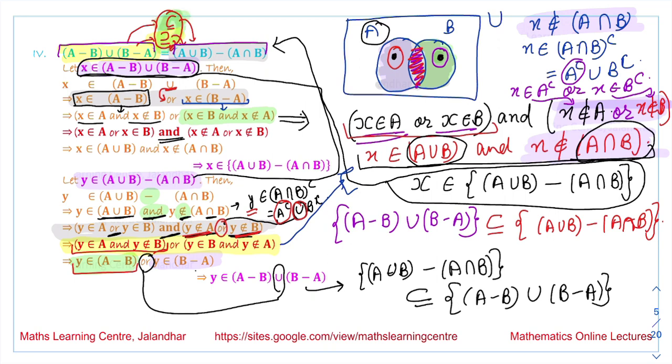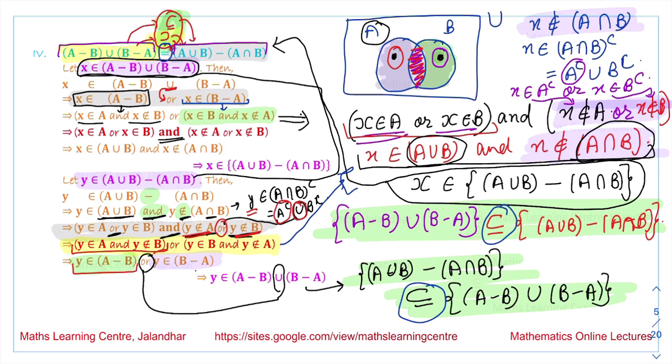And by combining both these results, it is a subset over here, and this is a superset over here, so we get the final answer as equality over here.